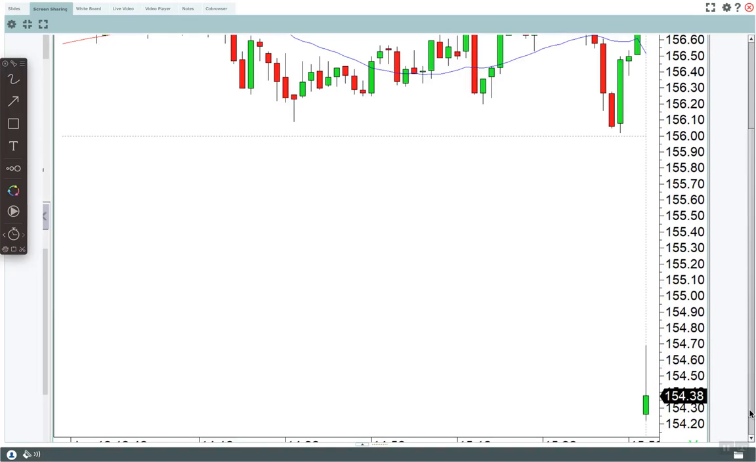JD for the lower price traders looking interesting. Square for the higher price traders, it's a little tricky. I'd be very careful with Square. But MU, JD, all right.